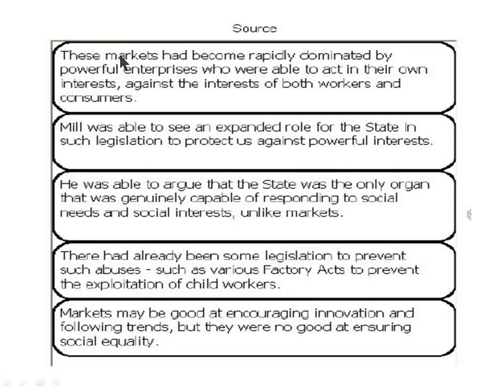So there must be a discussion on the market in the previous paragraph, so this paragraph can't be first. Mill was able to see an expanded role for the state in such legislation. Such legislation, so there must be legislation in the previous paragraph. So this can't be the first. He was able to argue. He means Mill. Mill was able to argue. So this can't be first. The first sentence can't use he, because there will always be the name of a person in the first paragraph. The first paragraph can't just begin with he.